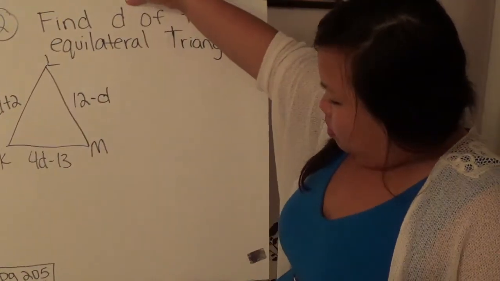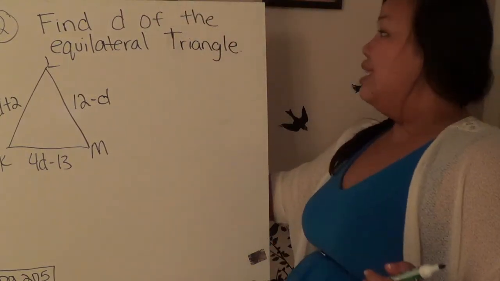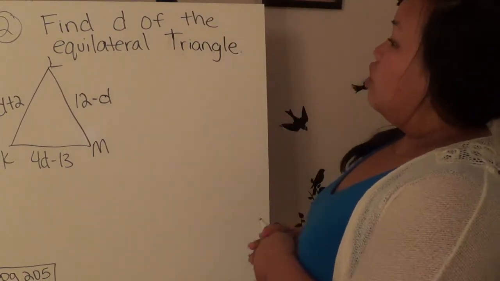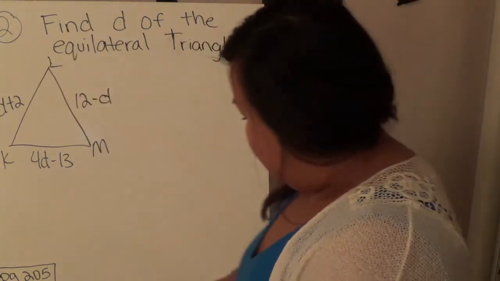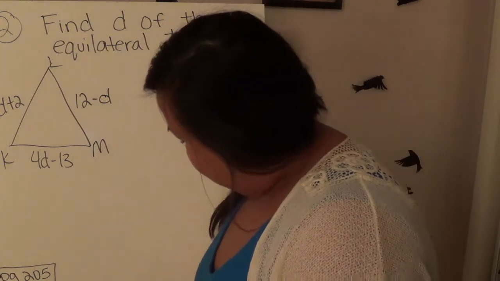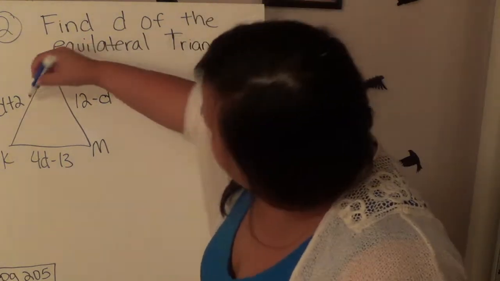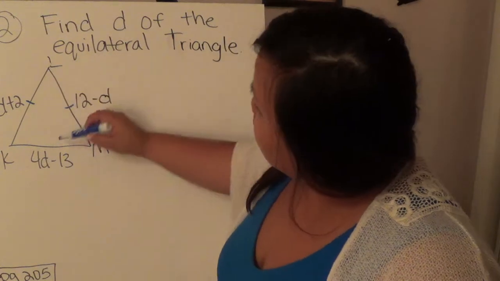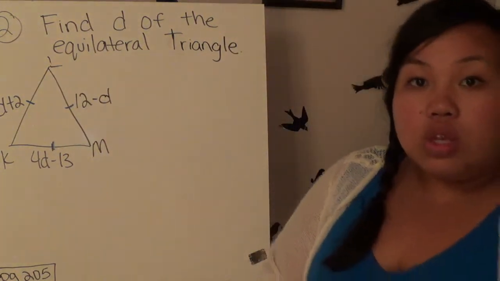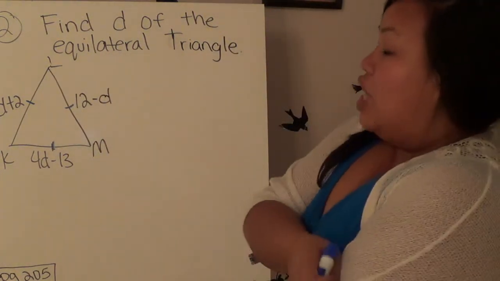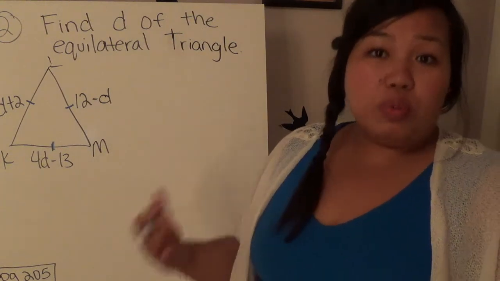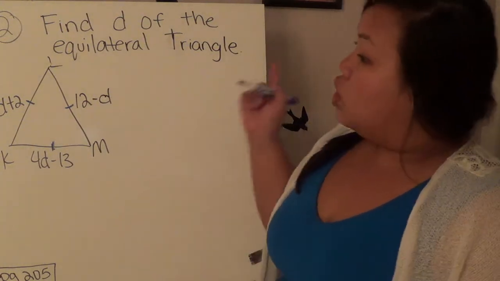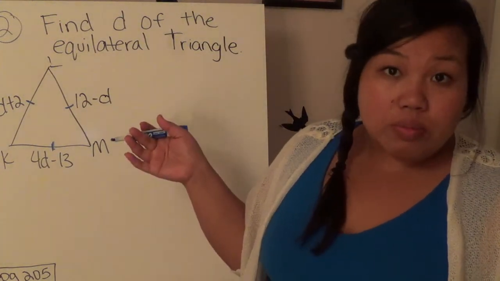Our last example is telling us to find D of the equilateral triangle. So equilateral means that all sides are equal. So it's telling us that this is equal to this is equal to this. So the good thing about this is that I just need 2 equations. So don't make them all equal to each other. If you're having equations with more than one equal sign, there's no way you can solve it. So make sure you just choose any 2, because any of them will do.